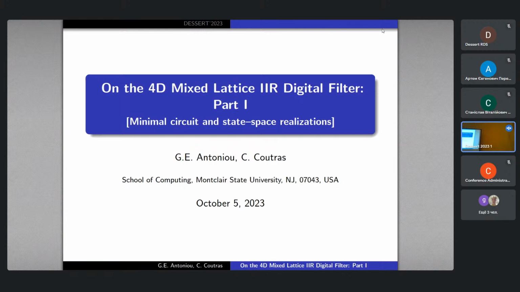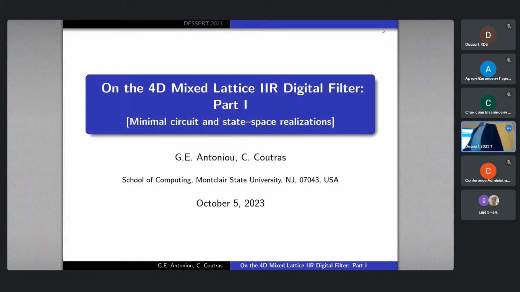So if we can shorten the coffee break, and maybe you can drink your coffee while watching the next presentation. Let's look. So the next presentation is by Professor George Antonio on the 4D lattice IIR filter design.